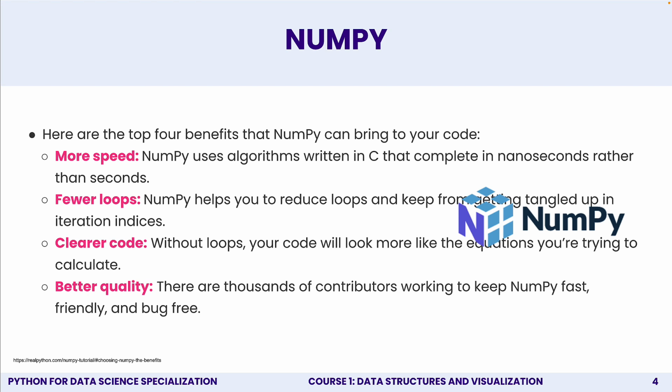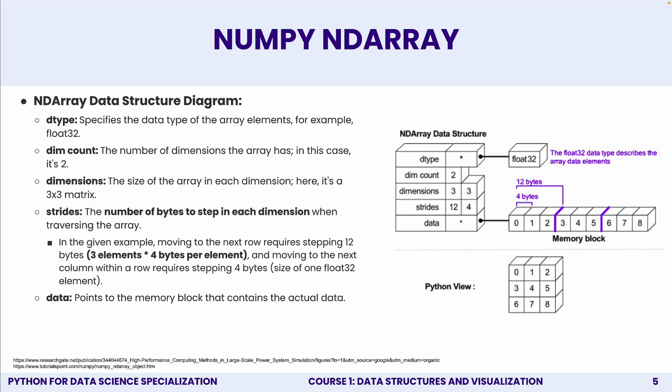We will be able to do broadcasting. We'll be able to do what we call vectorization. So we're able to even multiply matrices without writing a single for loop. And this is the key for efficient computing. So the code becomes much clearer and has much better quality. There are thousands of contributors working on Numpy to keep it fast, friendly, and also bug-free. So let's look at the structure.